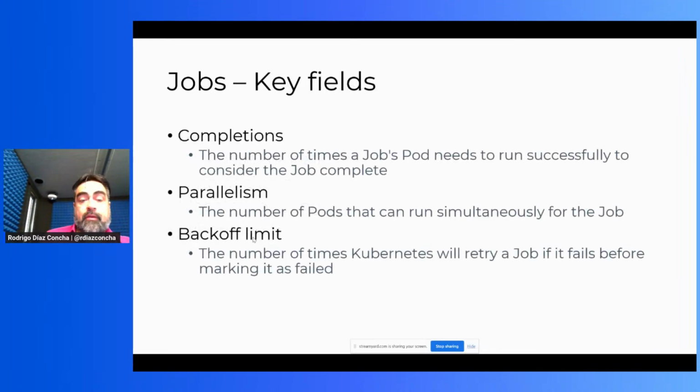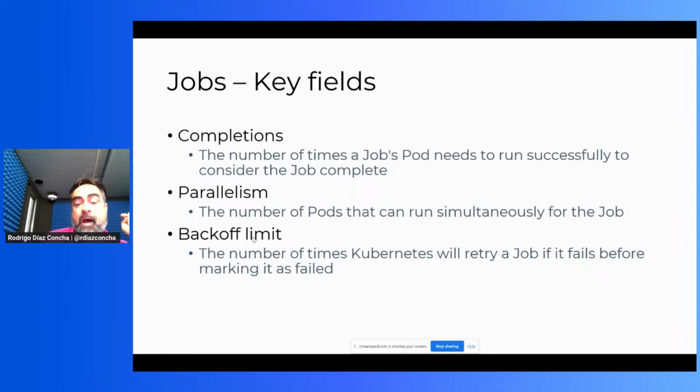So some key fields for jobs are the ones that I have here on the screen. Completions is the number of times a job's pod needs to run successfully to be considered complete. So that's just a field that you set. I'm going to show you that in a few minutes. You can set this field, completions, to the number that you want, so the job executes that number of times to be considered complete and successful.